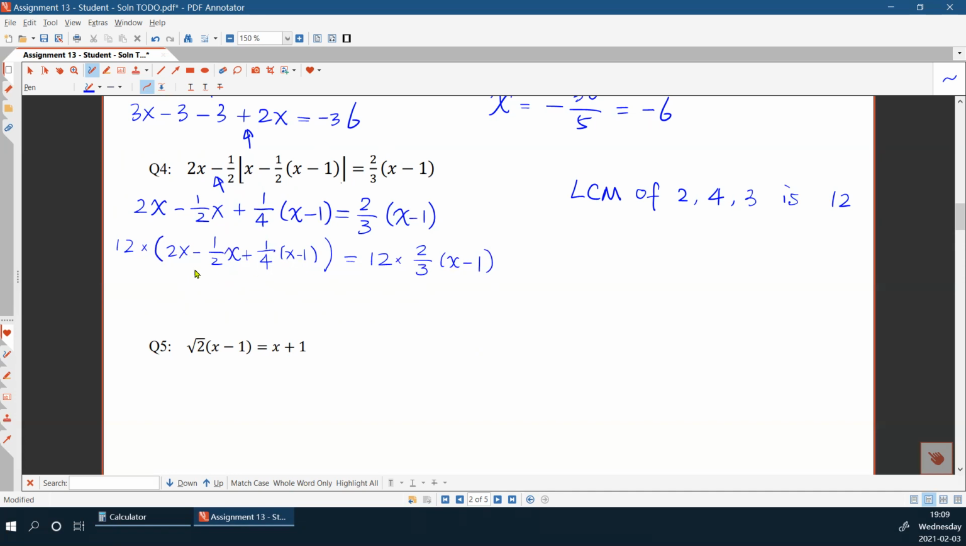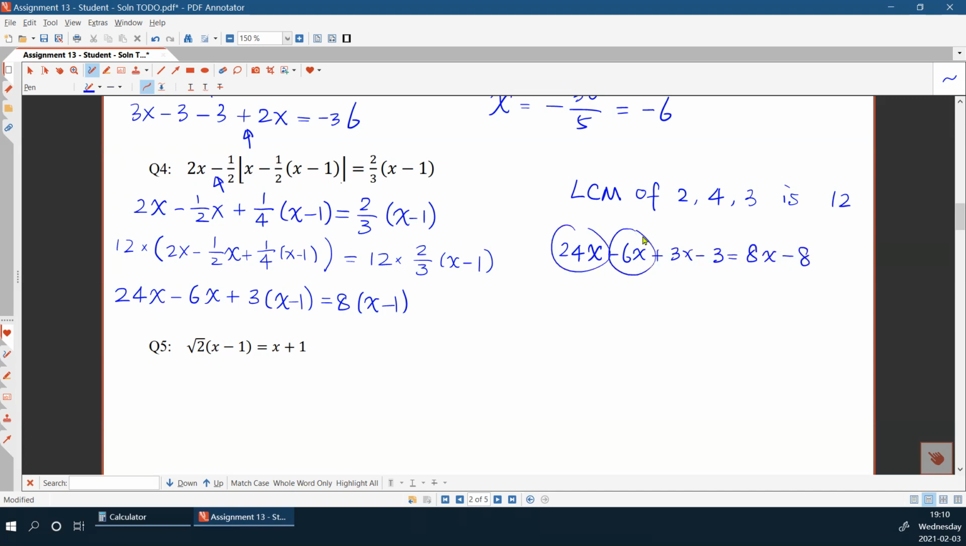And next, we use the distributive laws to assign the 12 inside the brackets, which gives you 24x minus 6x plus 3 times x minus 1 equals 8x minus 1, right? Okay, next, we can expand the equation. 24x minus 6x plus 3x minus 3 equals 8x minus 8, right?